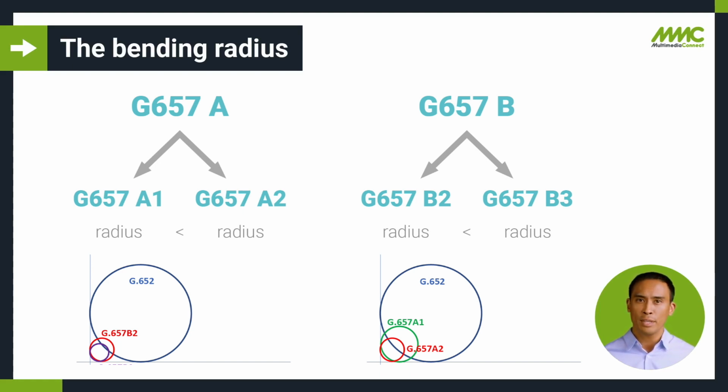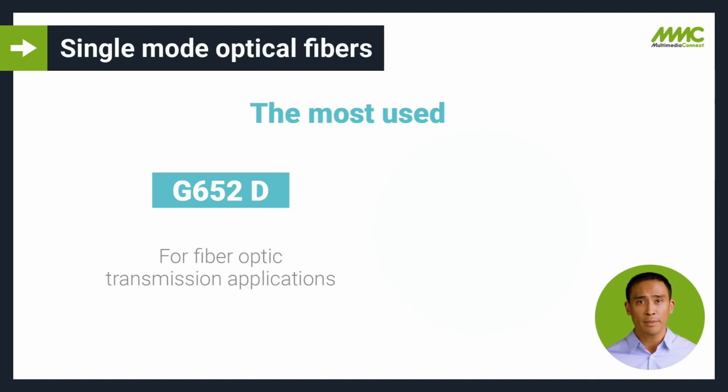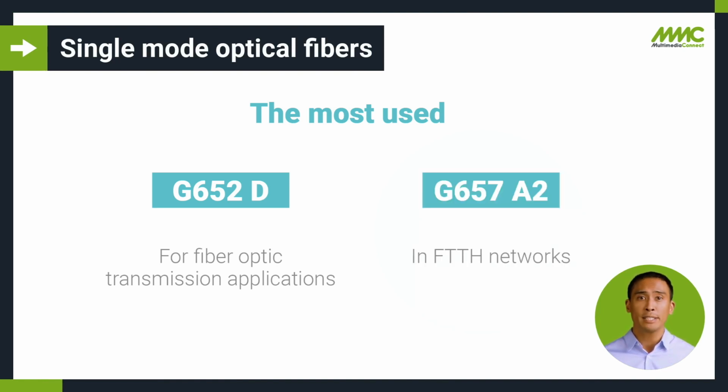So, there are different classifications of ITU standards for single-mode optical fiber. The most common and most used are the G652D, which is currently the most used for fiber optic transmission applications, and the G657A2, which is now used mainly for FTTH networks.